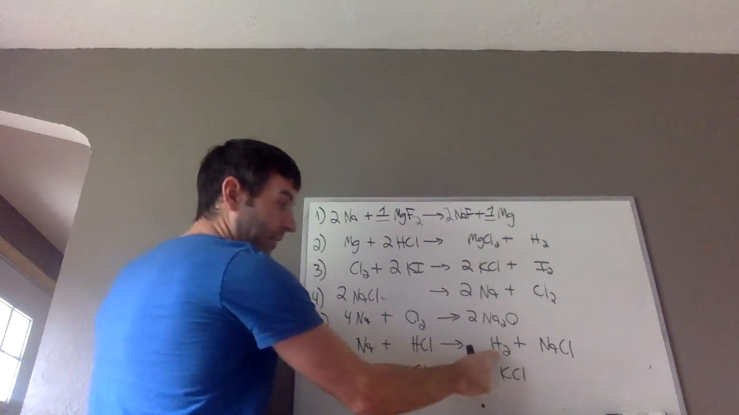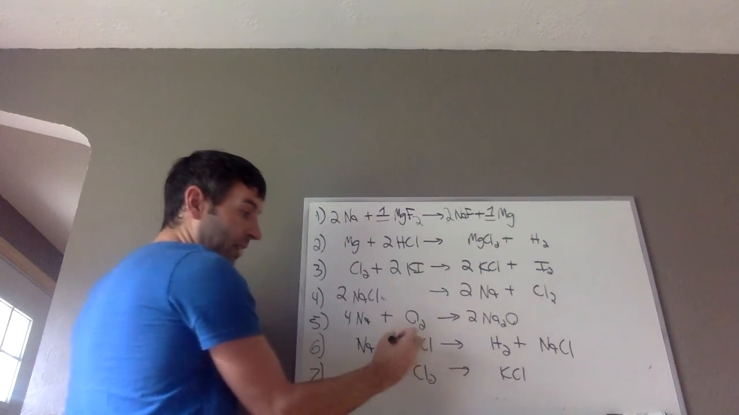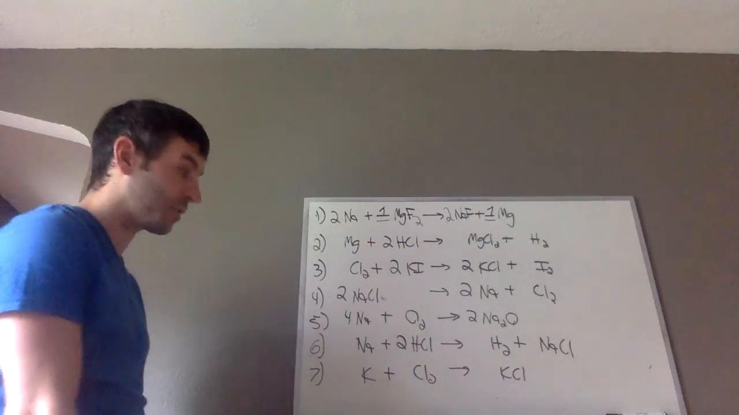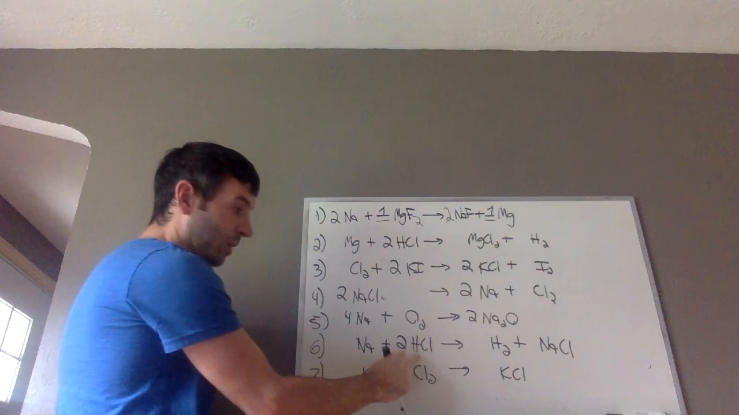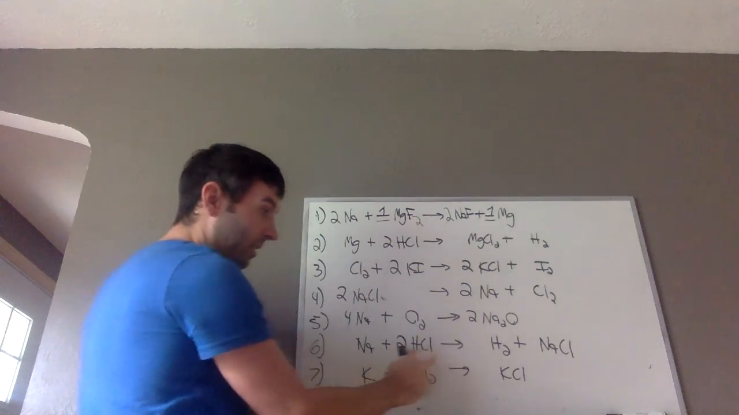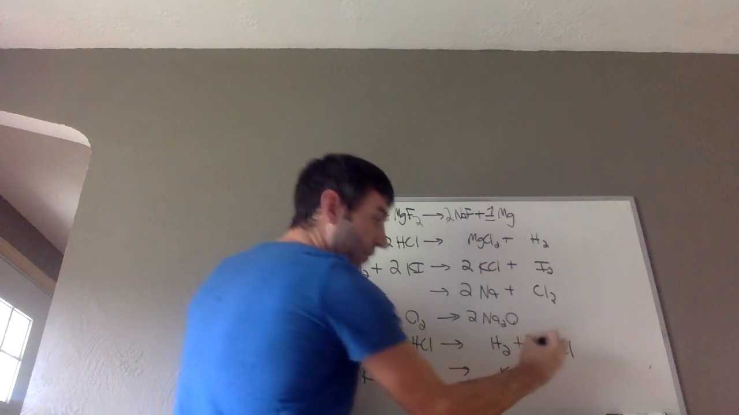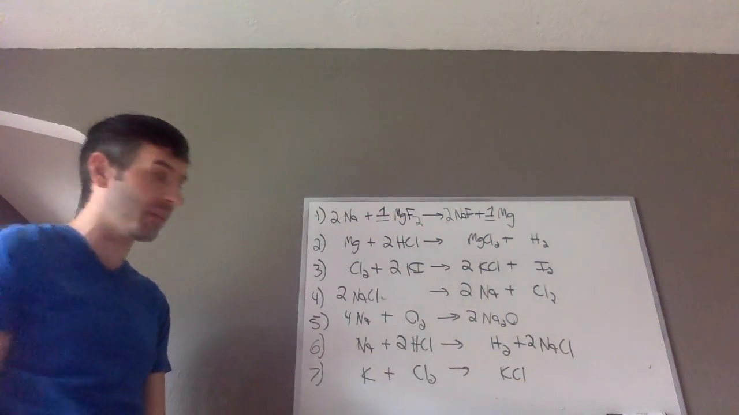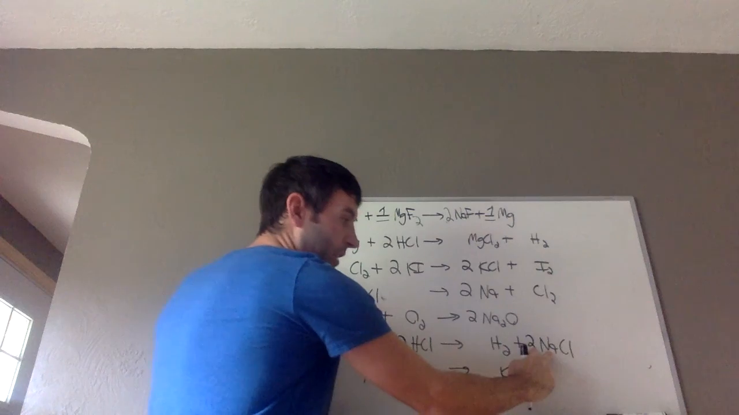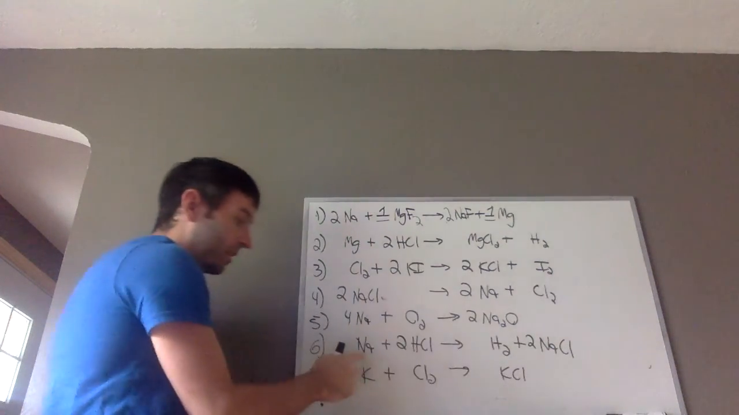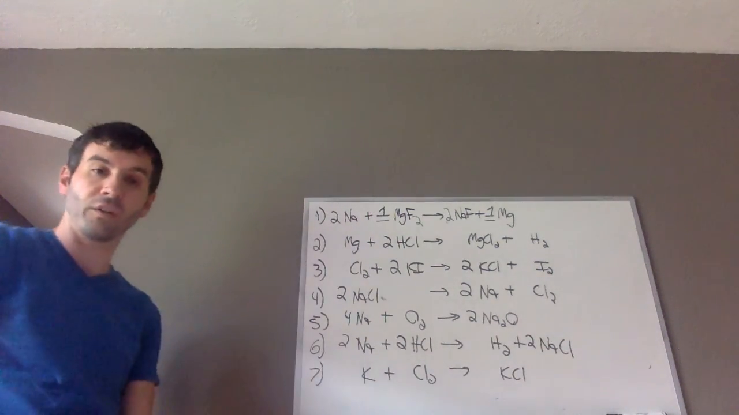Okay, next one. I have 2 hydrogens on the right, only 1 on the left. So I'm going to put a 2 in front of the hydrochloric acid. Okay, now when I do this, I have 2 hydrogens here, 2 hydrogens here. But notice I have 2 chlorines on the left, only 1 on the right. So to fix that, I need to put a 2 in front of the salt over there. But when I do that, I change the number of sodiums. So I have 2 sodiums here. I need 2 sodiums over here.